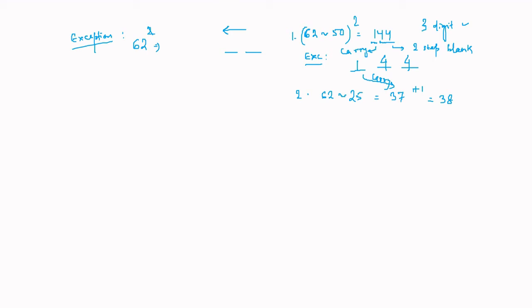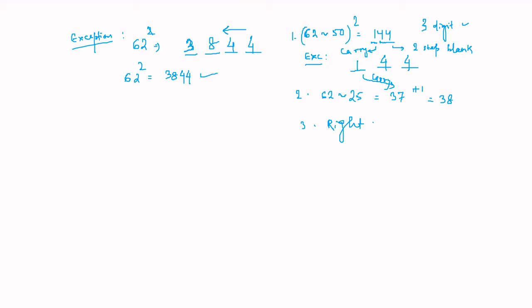And there it is. The third step is, we will write the results obtained in the first and second step from the right. So we will start with 44. And then there was one carryover on 37, so the result obtained will be 38. So you see, that's your number. 62 square is 3844.